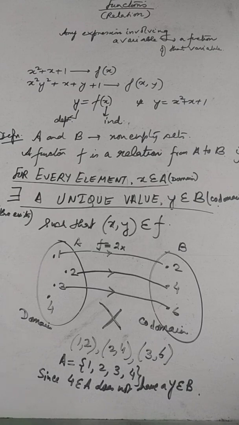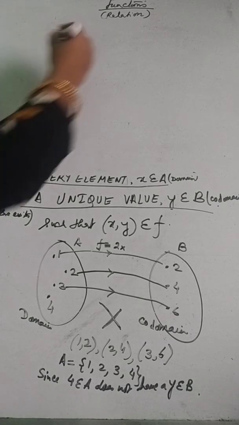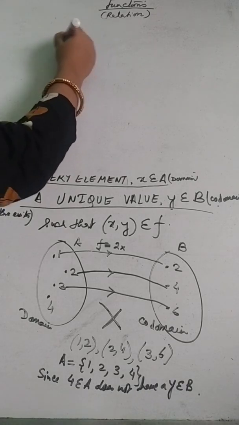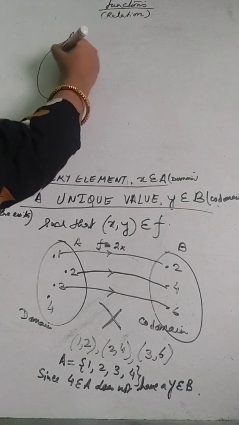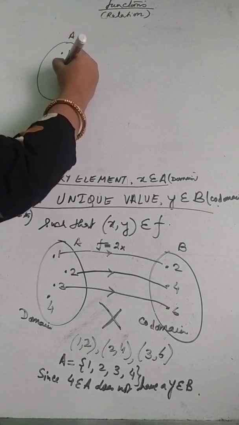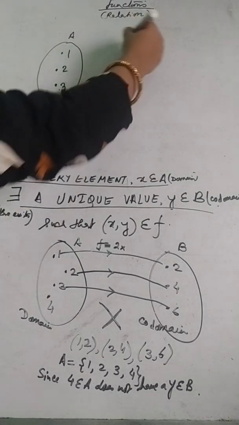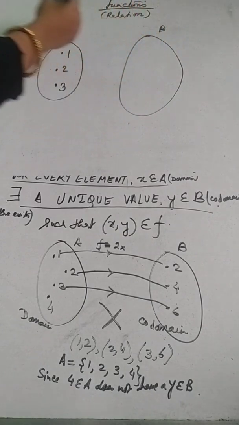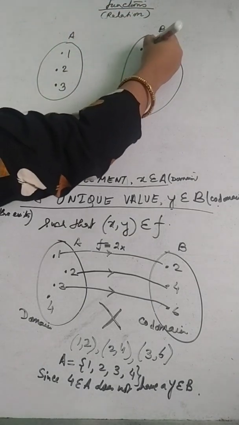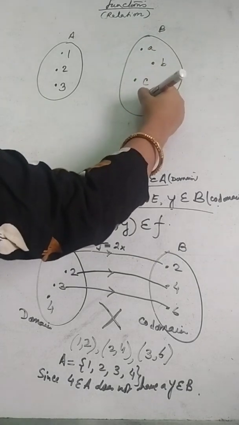Okay, another situation can arise. For example, you have sets A and B as usual. I will draw over here. This is your set A having the elements 1, 2, and 3. And you have the set B having the elements, suppose, a, b, c, and d.